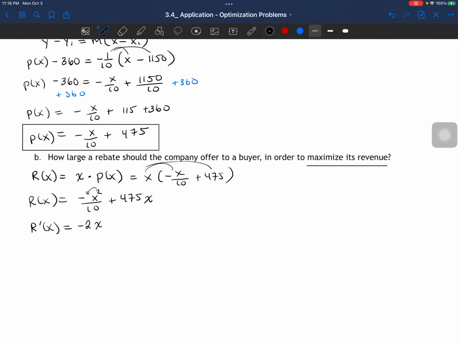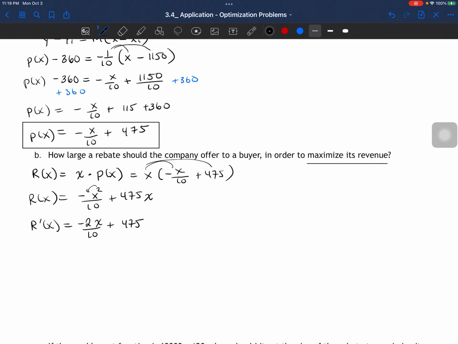So the derivative of this will be bring down the power. That'll be negative 2, leave the constant as it is, which is the 10, and then leave the x as it is, and then subtract 1 from the power. The derivative of 475 times x, what we do is here we drop the x, and that's it, right? And then we're gonna set this equal to 0 to find the critical numbers. We will also try to find where this is undefined, but since we know this is a real number, we're not gonna have this case.